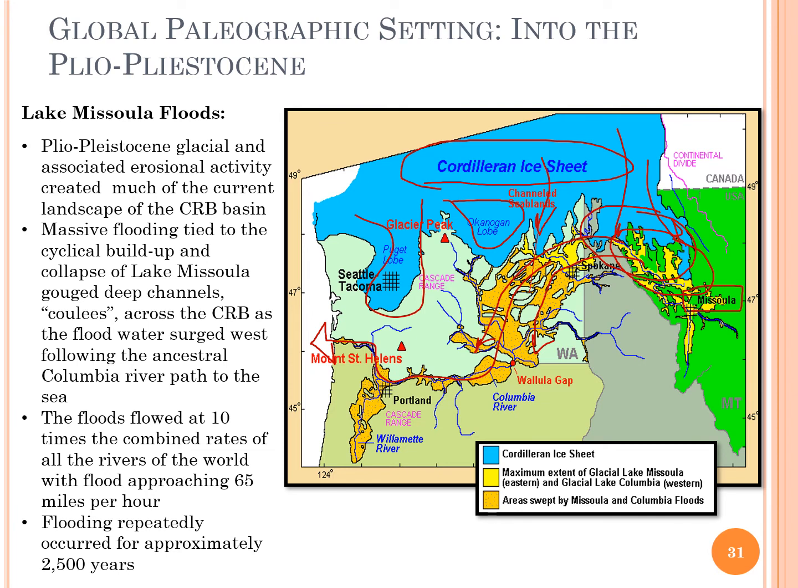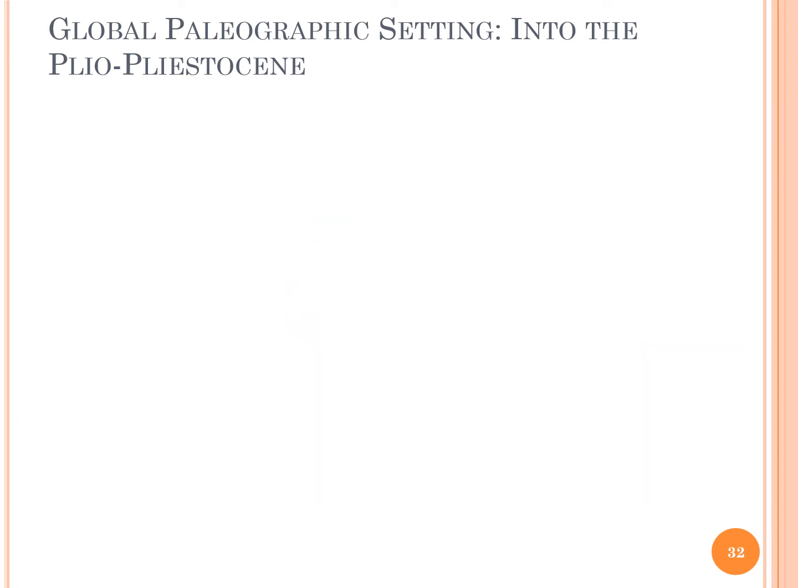flows that were 10 times the combined rates of all the rivers in the world for a very short period of time. These flooding events occurred about every 2,500 years, and they produced a very dramatic look to eastern Washington. If you've ever been over there to see the very dramatic deep coulees and cut channels and exposed sections of Columbia River basalt that makes up a lot of the topography and scenery of eastern Washington.